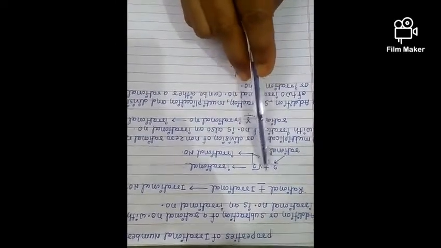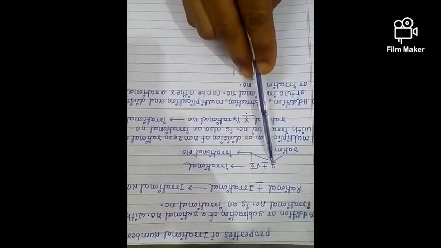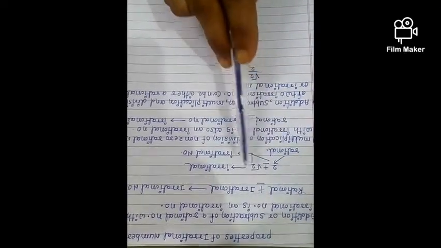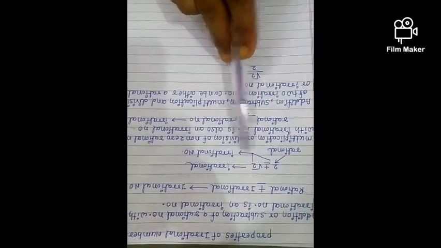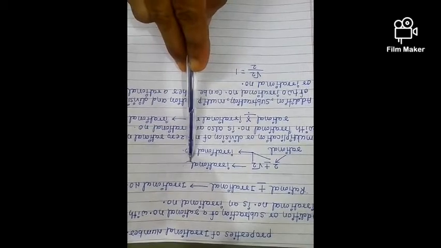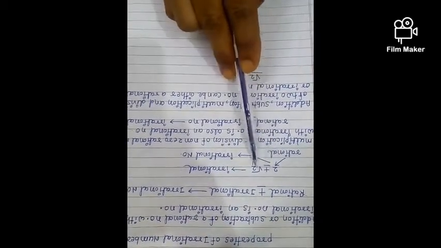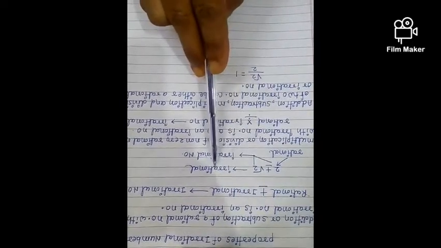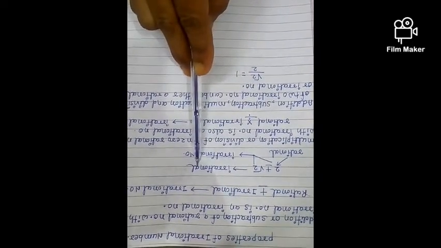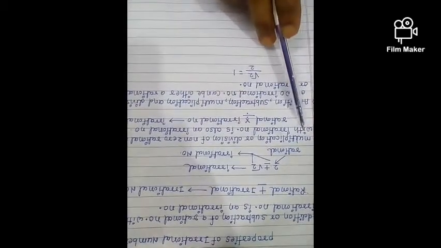See here, 2 plus root 2. 2 is what? Rational number. Root 2 is an irrational number. The addition of a rational and an irrational number, you get an irrational number. And subtraction of a rational and an irrational number, you get an irrational number. Understood first property? Then see second.